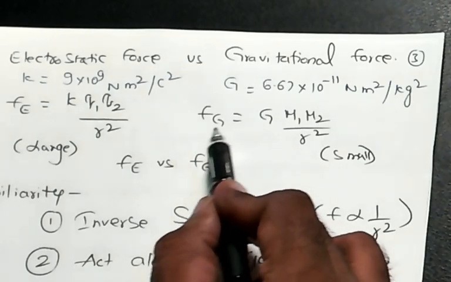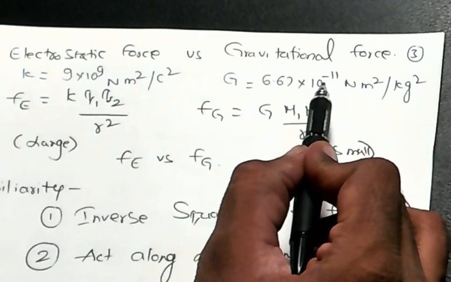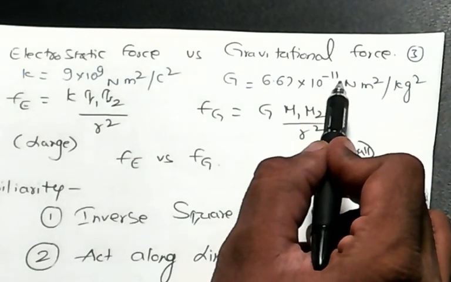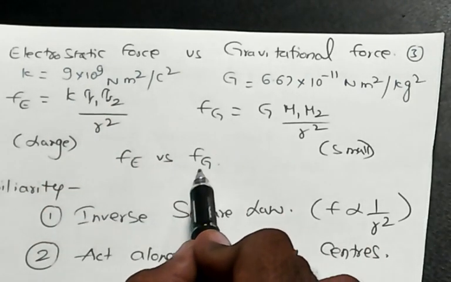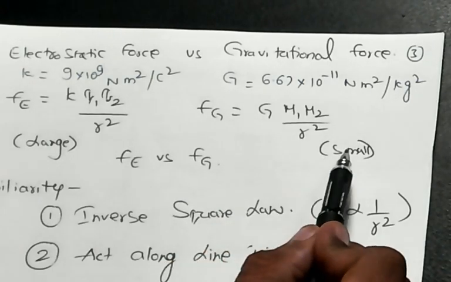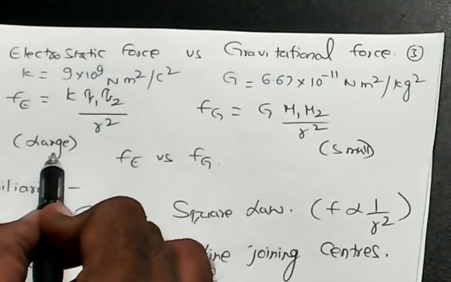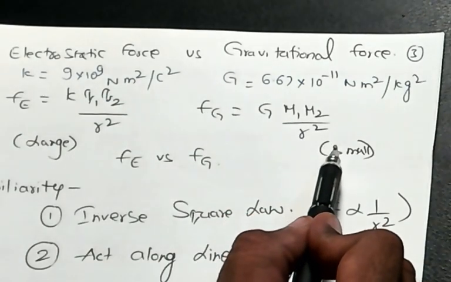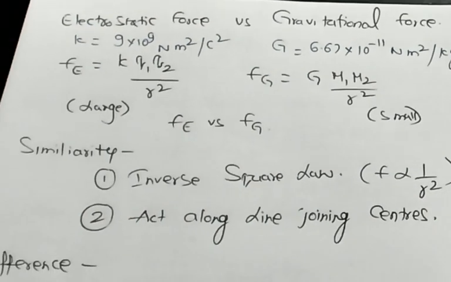Whereas for the gravitational force, the gravitational constant G is equal to 6.67 into 10 to the power of minus 11 Newton meter square per kilogram square. So minus 11 is a small number, whereas 10 to the power of 9 is a big number. Therefore the gravitational force between two objects will be very small. But if the two objects are charged ones, then the electrostatic force will be significantly larger compared to the gravitational force. That is what you need to understand. Easy to follow? Very good.